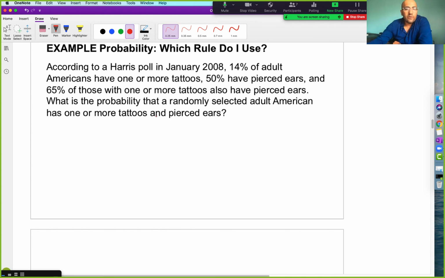Okay, so we have lots of numbers and lots of sentences running around here. This is a fantastic exam question. So let's highlight the important things. For the purposes of the math, the date is not important, right? It's important to keep track of it so that we know this was based on information that came to us in January 2008. However, for the purposes of calculating the probability they asked us, it is not important. Neither is the fact that it's a Harris poll.